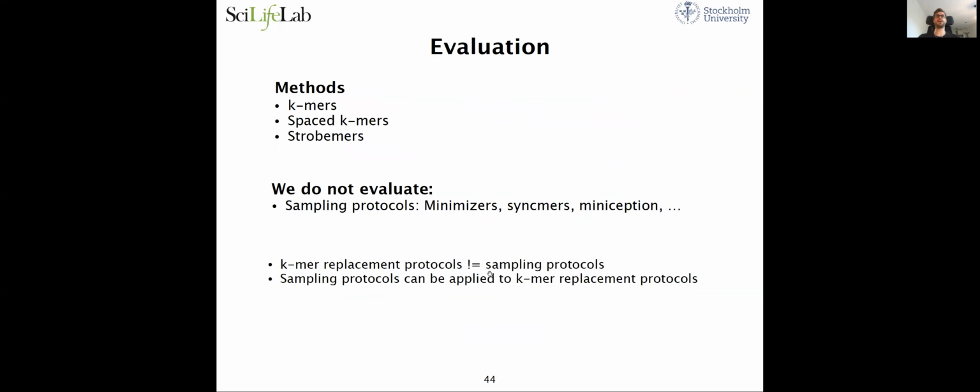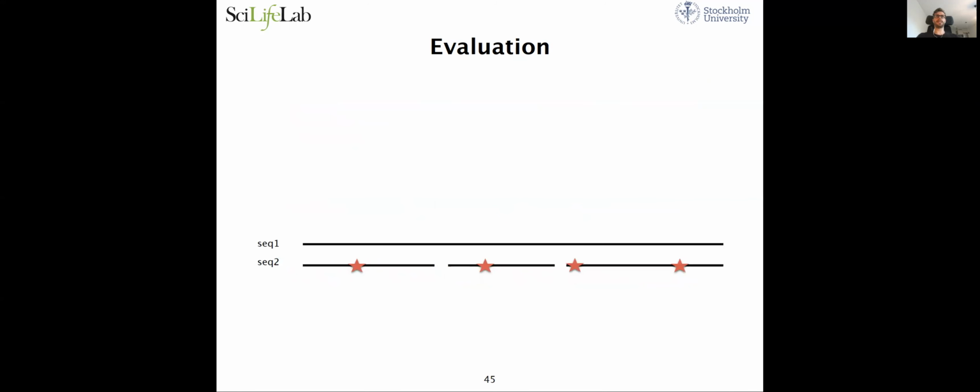So now we want to evaluate the quality, how well this performed not only in runtime. So we compare strobemers to k-mers and spaced k-mers. I want to make a disclaimer. We do not aim to compare against sampling protocols, because k-mer protocols are inherently something different from sampling protocols. We can actually apply sampling protocols to any of these: k-mers, spaced k-mers, and strobemers. With that said, let's continue to look at the context where we want to compare these. So let's say we have 2 sequences, sequence 1 and sequence 2, with 4 mutations, substitutions, and 2 deletions.